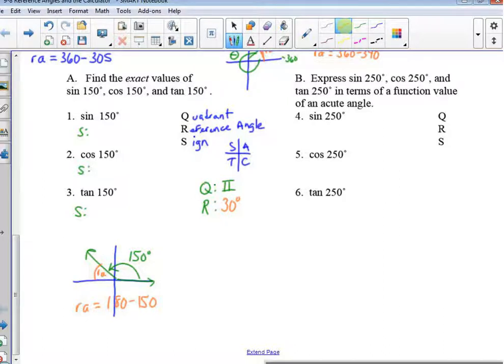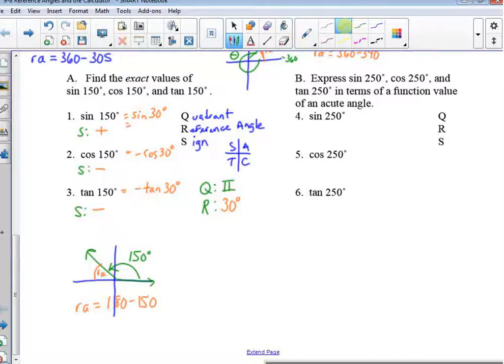Okay, so now I can say that the sign for sine is positive in quadrant 2, but negative for cosine and negative for tan. So what I'm going to do next here is say that the sine of 150 is the same as the sine of 30. The cosine of 150 is the same as negative cos 30, and the tan of 150 is equal to negative tan 30. And then I can figure out the exact values of those.